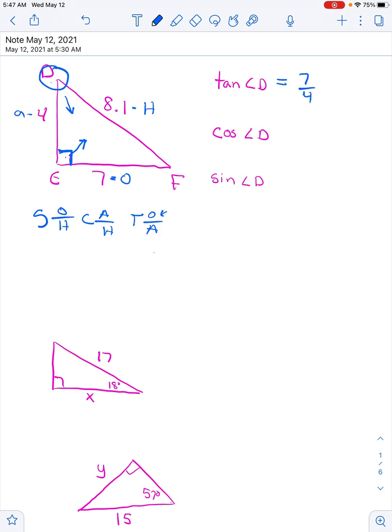Then, still from angle D, cosine is the adjacent side over the hypotenuse. The adjacent side we said is 4 over the hypotenuse of 8.1, so it'd be 4 over 8.1. And then lastly, sine. Sine is the opposite side over the hypotenuse. We said the opposite side was 7 over the hypotenuse of 8.1.